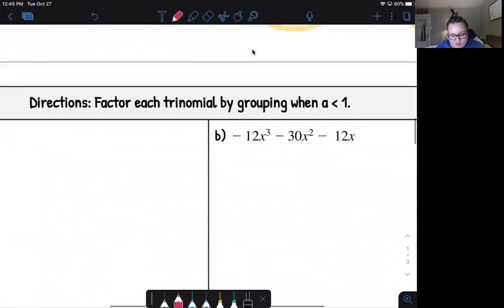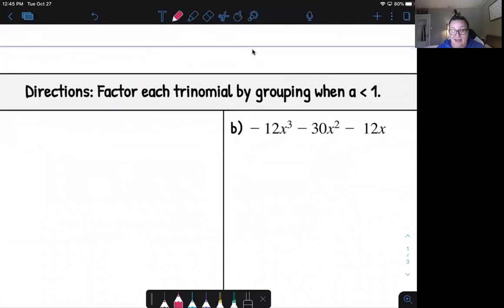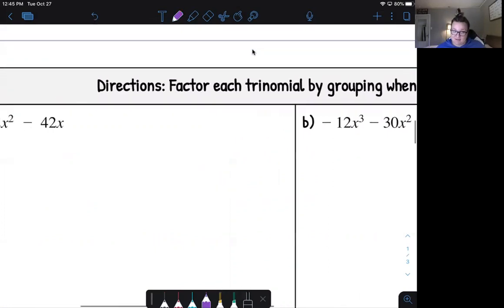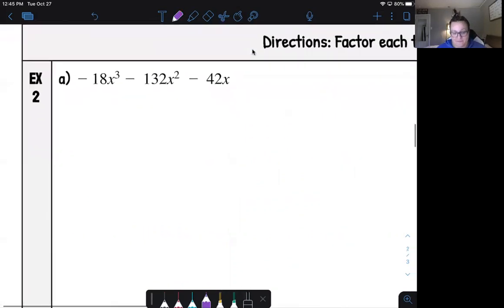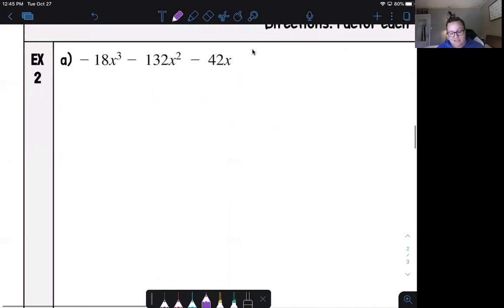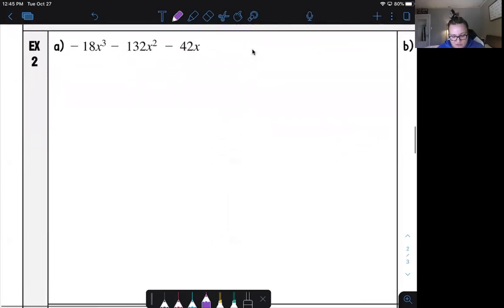So now we're going to learn how to factor by grouping when a is less than 1. Which means, actually, you know what, that's supposed to say a is less than 0. Which means that a is a negative. So check it out. For part A, we have -18x cubed minus 132x squared minus 42x.